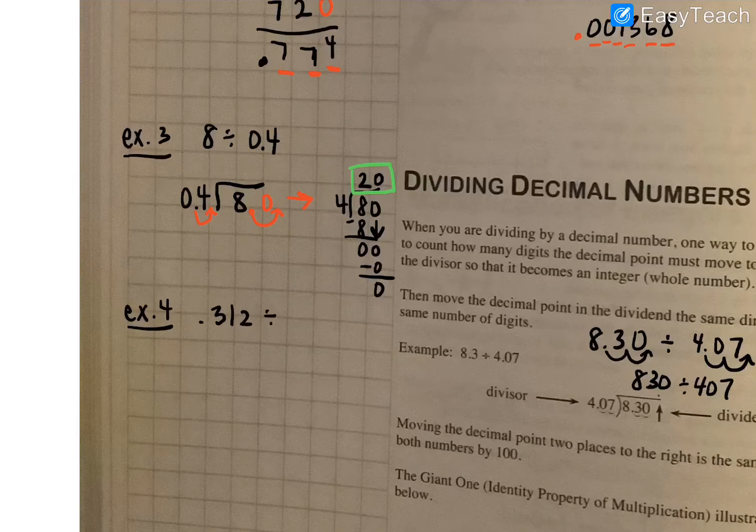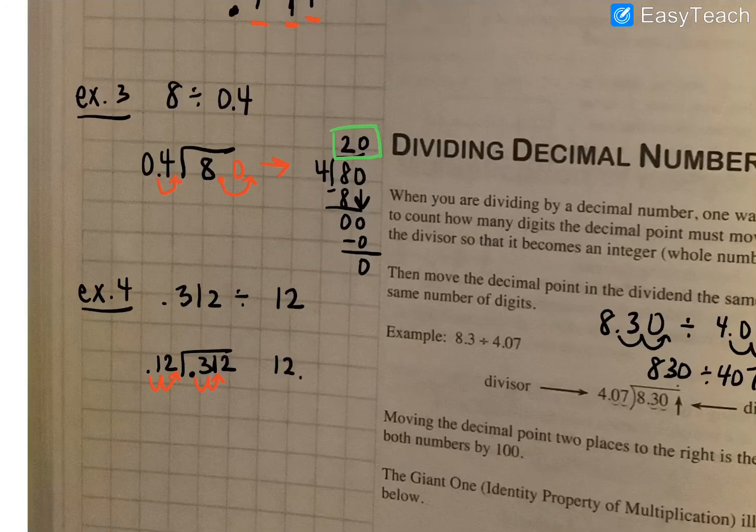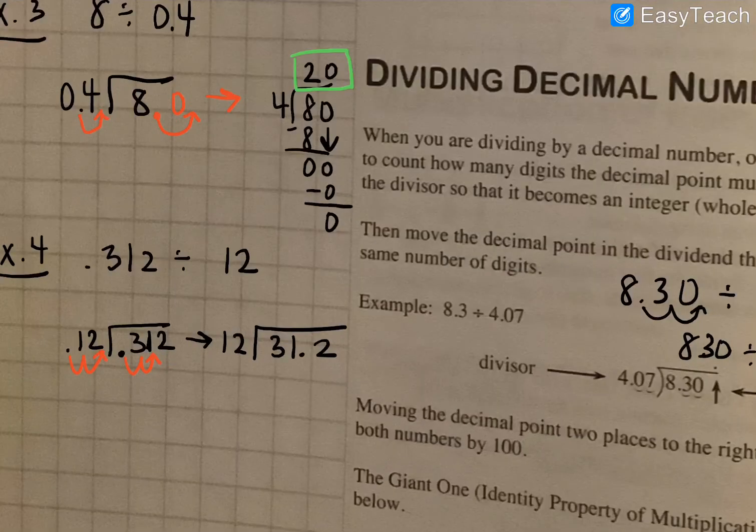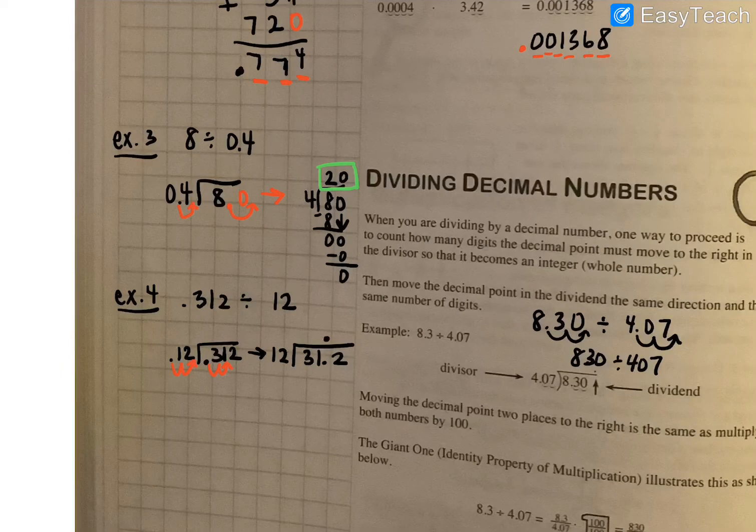0.312 divided by 0.12. Okay, so let me set it up. So top dog goes in the house. That's the first number. 0.312, oops, 12. Bottom dog goes in the ditch, so 0.12 is outside. I need to make sure I don't have a decimal here, so I want to move that over 2 places. So move this one over 2 places. So this turns into 12 divided by 31.2. Make sure I put my decimal up here.